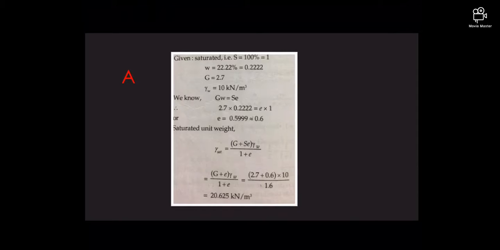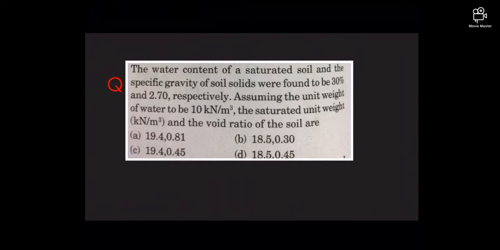Okay, so next question. The water content of a saturated soil and the specific gravity of soil solids were found to be 30% and 2.7 respectively. Assuming the unit weight of water to be 10 kilonewton per meter cube, the saturated unit weight and the void ratio of the soil are.